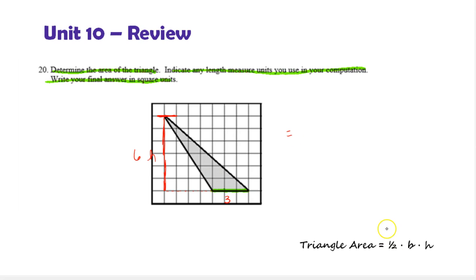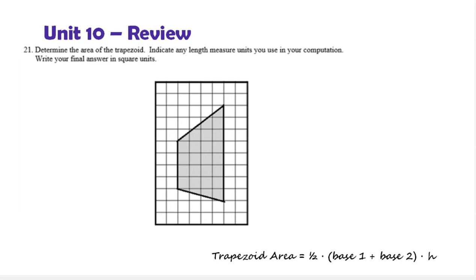So our area is 1/2 times the base of 3 times the height of 6. Well, this is 18 over 2, which is 9 square units. Let's look at the next one.